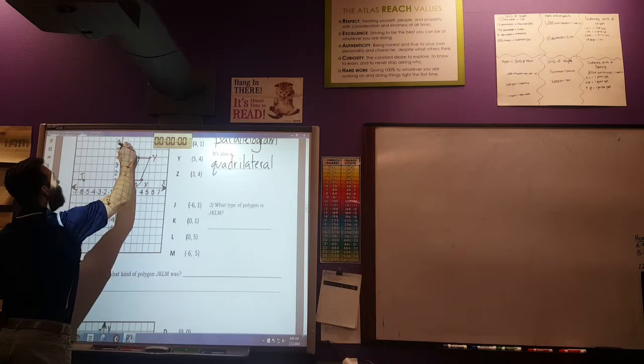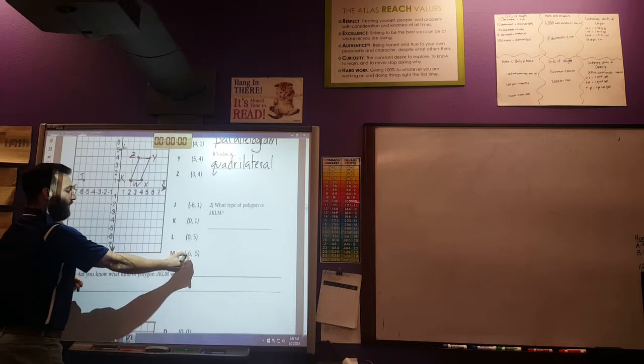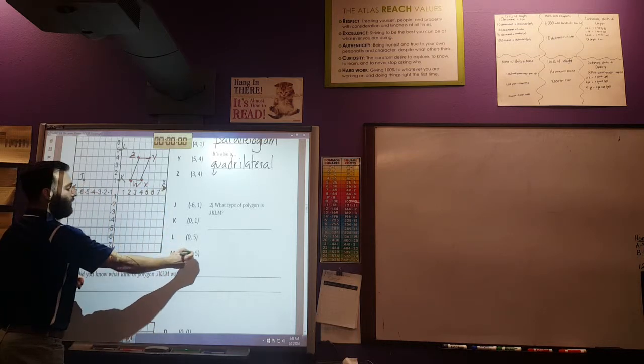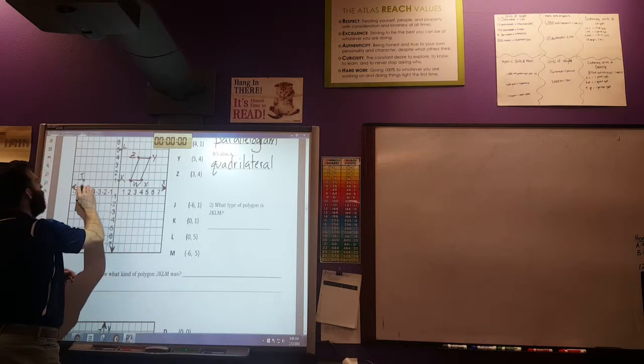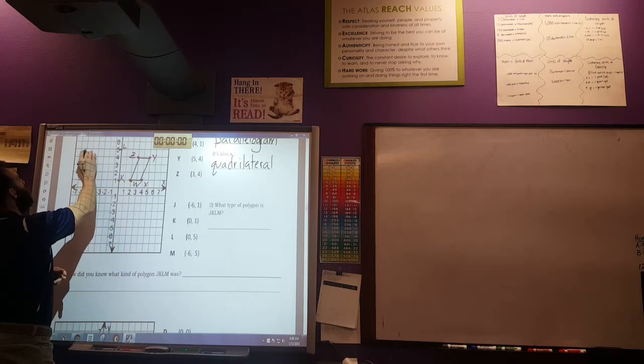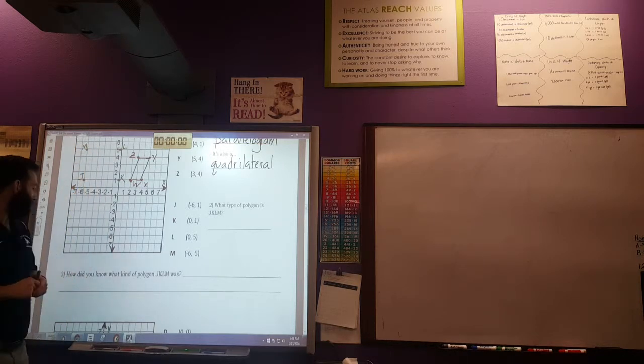That's my point L. And point M at -6 on the x-axis, 5 on the y-axis. So 1, 2, 3, 4, 5, 6. Up 1, 2, 3, 4, 5. And I'm going to make sure to label that point M.